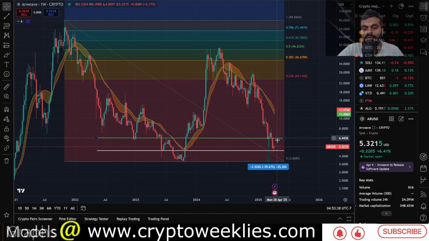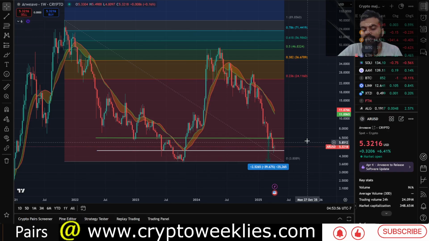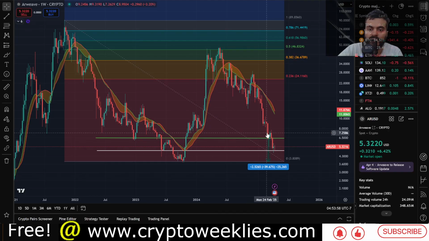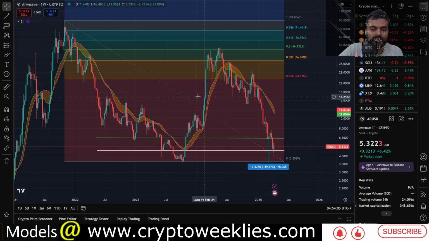If this 20-week SMA and 21-week EMA kind of meet a similar price point that they did back in October 2023, around that $4.80 to $5.20 level, that could kickstart a rally for Arweave in the short term. Again, I know all of the assets in the crypto market are correlated, but some of the popular ones do provide some insights.